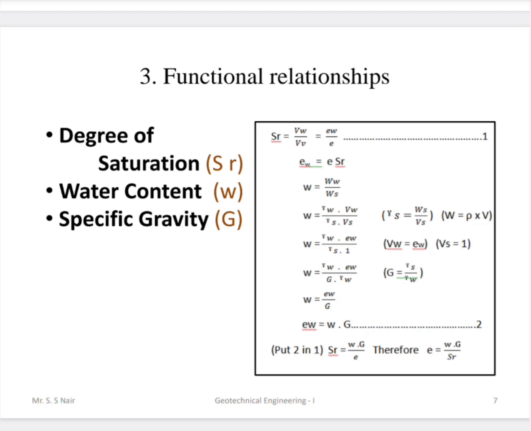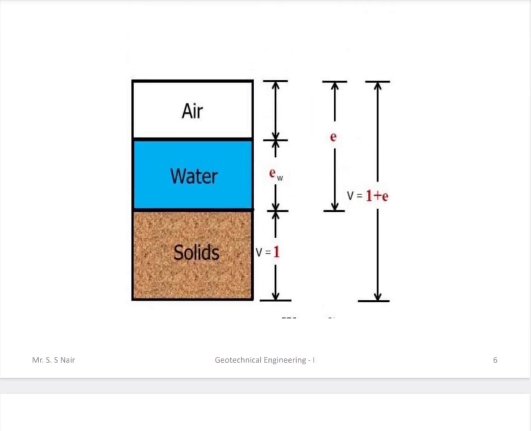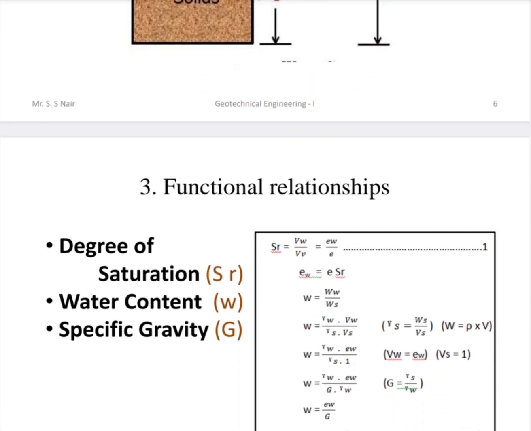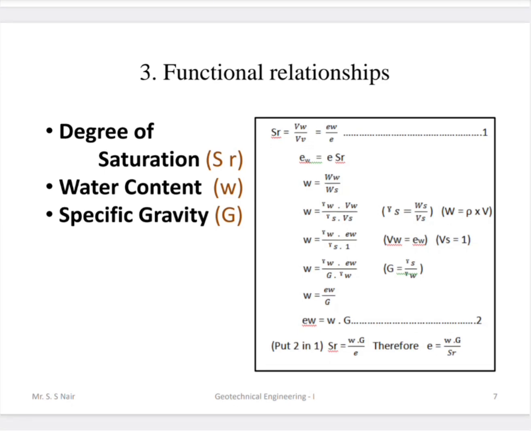We all know the degree of saturation is volume of water divided by volume of void. From the above figure we have EW by E. Just as we have discussed, EW by E, so EW equal to E into SR. SR is the degree of saturation, E is the void ratio, and EW is the void ratio of water.